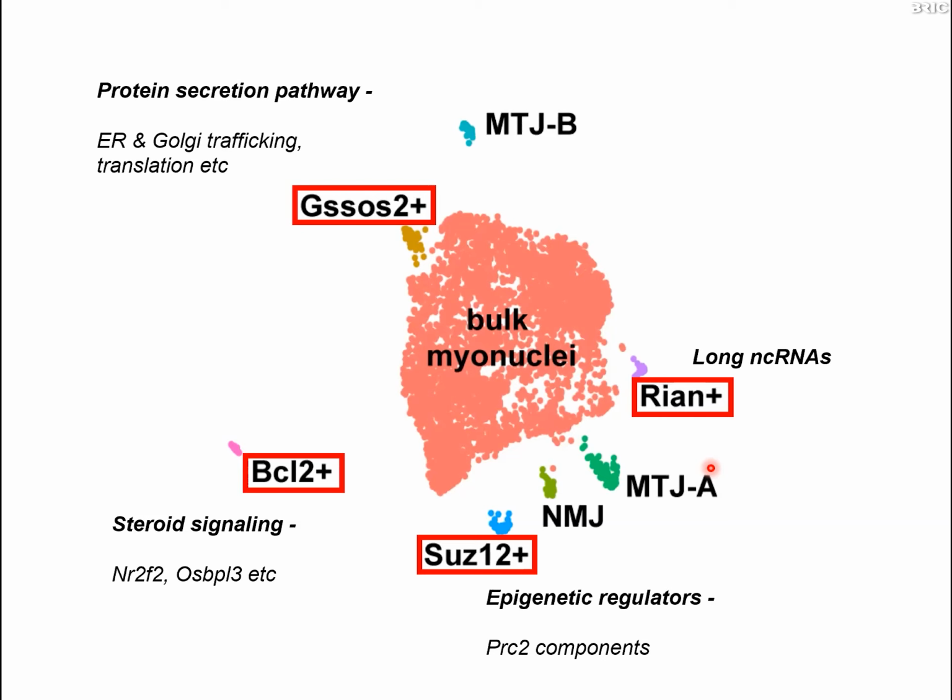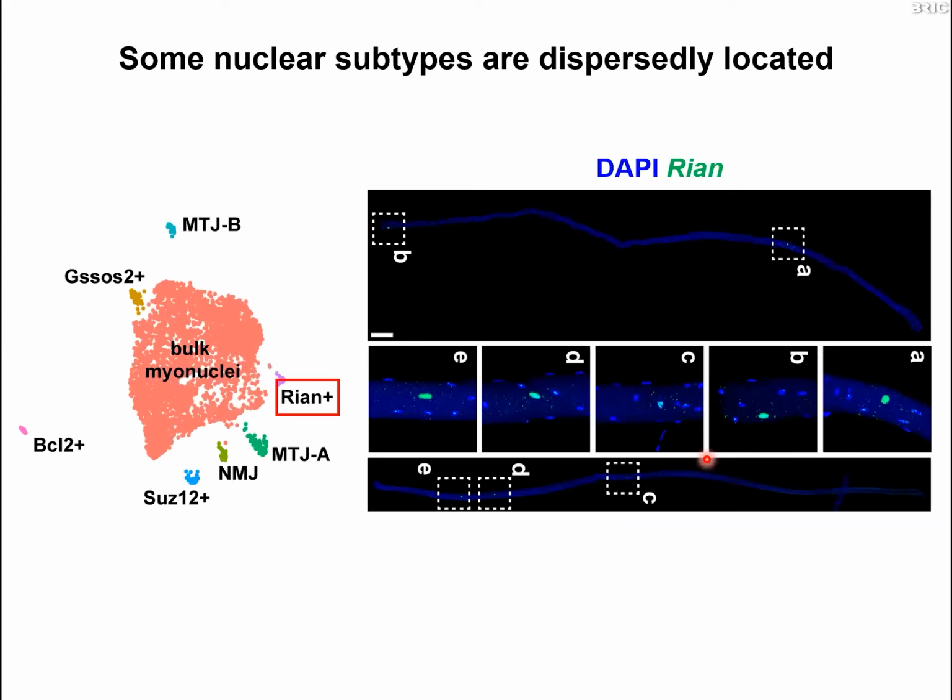So I just want to show some validation about the Rian-positive nuclei today, because I think this really shows the complexity of gene expression programs inside a muscle syncytium. In case of the neuromuscular junction and myotendinous junction, they are associated with anatomically distinguishable locations. So their locations in the myofibers are always fixed in every myofiber that you look at.